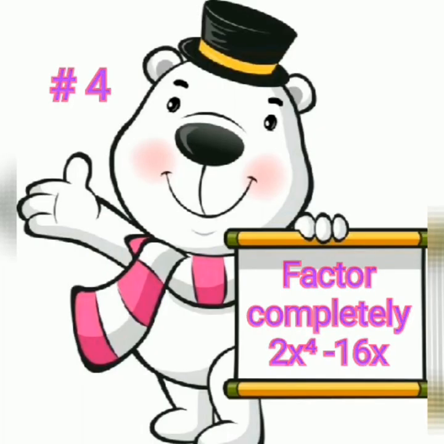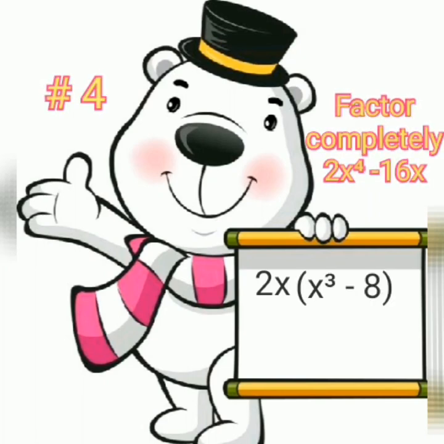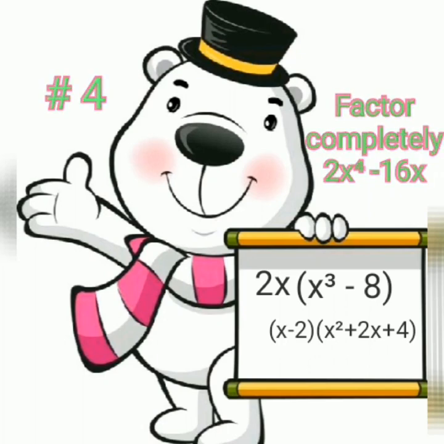Factor completely. 2x to the 4th power minus 16x. The common factor of 2x to the 4th power minus 16x is 2x. So this will be 2x times the quantity of x cubed minus 8. Take note that the factor of x cubed minus 8 are the quantity of x minus 2 times the quantity of x squared plus 2x plus 4.